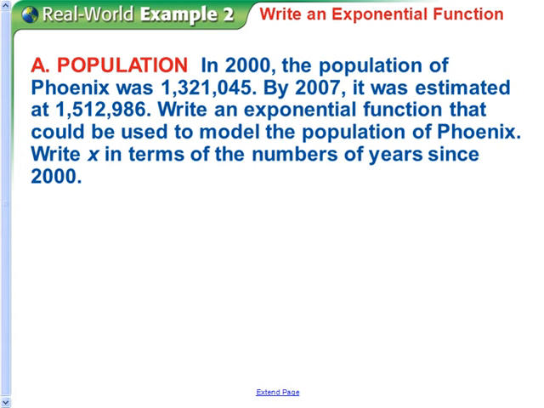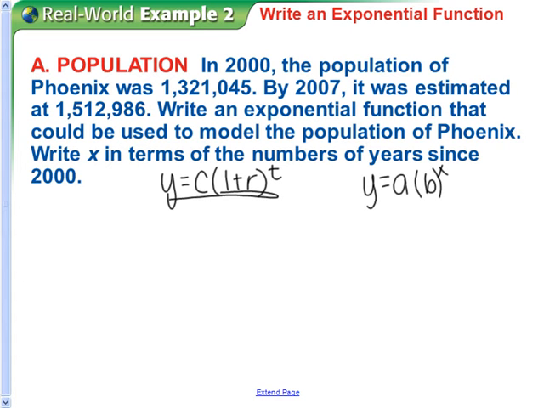Okay, and then we're going to work with exponents a little bit more here, but in a real-world problem. Okay, so we have in 2000 the population of Phoenix was 1.3 million approximately. In 2007 it was about 1.5 million. Write an exponential function that can be used to model this. So an exponential function is y equals c(1 plus r) raised to t. Now the book also talks about it as a and then b raised to x. But I'm going to go with this equation because that's how we've used it in the past, and it's just a good equation for you to remember.